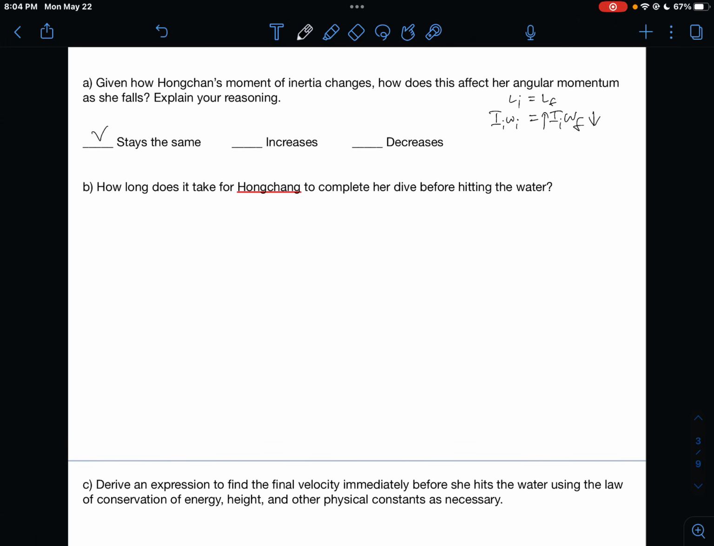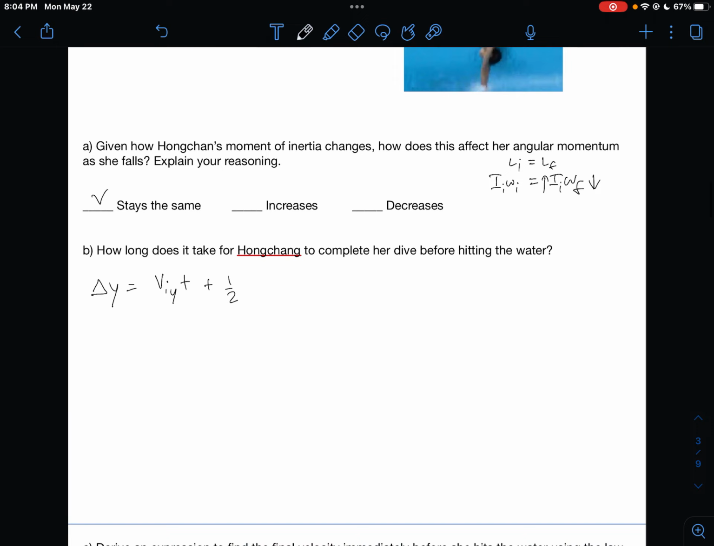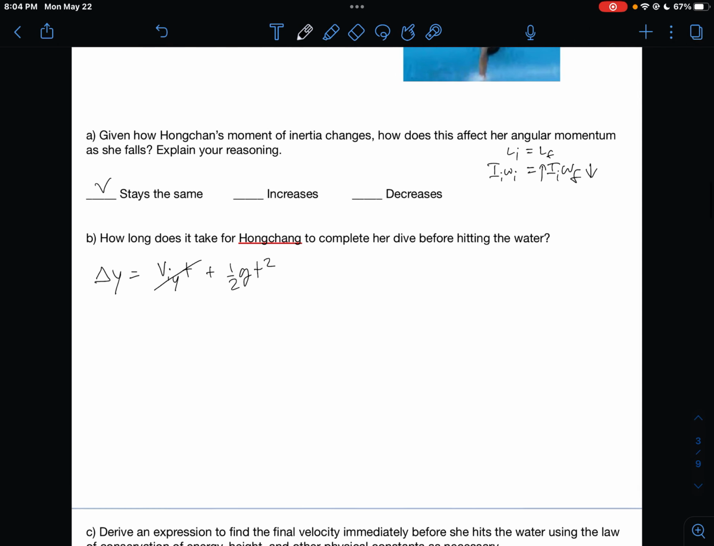And then part B is, how long does it take for Hong Chen to complete her dive before hitting the water? So this is a free fall problem, so I can just do delta y equals v_iy t plus 1/2 g t squared. Since there's no friction, I'm just going to use g. And initially she is at rest. And she is also on a 10-meter platform, so her total distance will be 10. And then 1/2 times 9.8 t squared. Her time will be 10 divided by 4.9 equals t squared. Okay, her time will be 1.43 seconds.